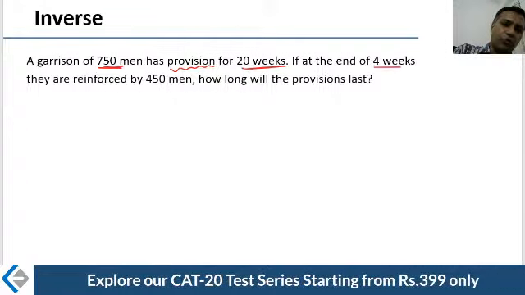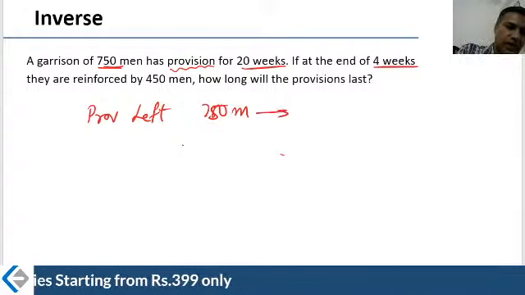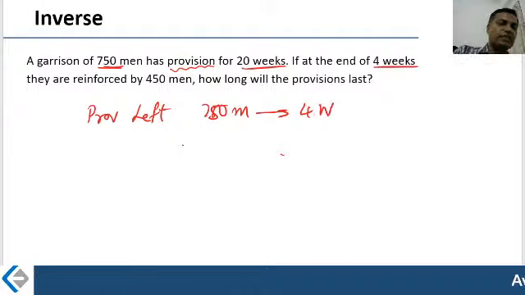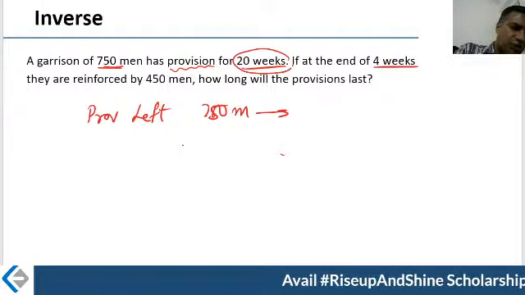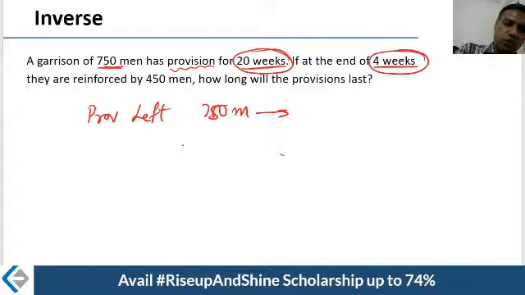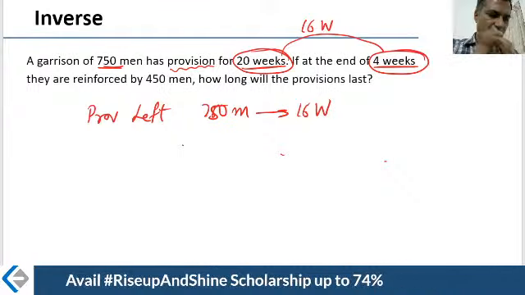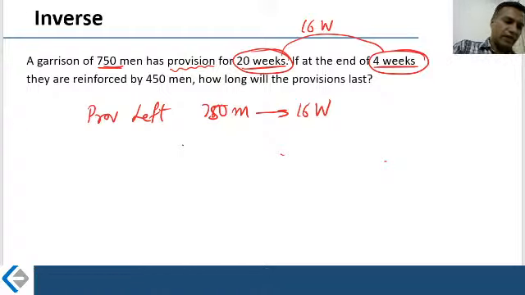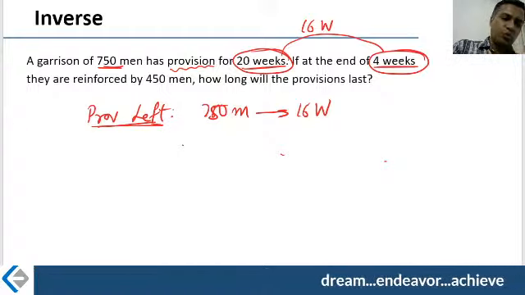Great. At the end of 4 weeks, which means 4 weeks are gone, what is the amount of provision left now? 750 men can consume it still for 16 weeks, because they could earlier consume it for 20 weeks. Now their 4 weeks are gone. 4 weeks are gone means how many weeks are left? 16 more weeks are left. If the same 750 men continue to consume those provisions, the remaining provisions can be consumed for the 16 more weeks.